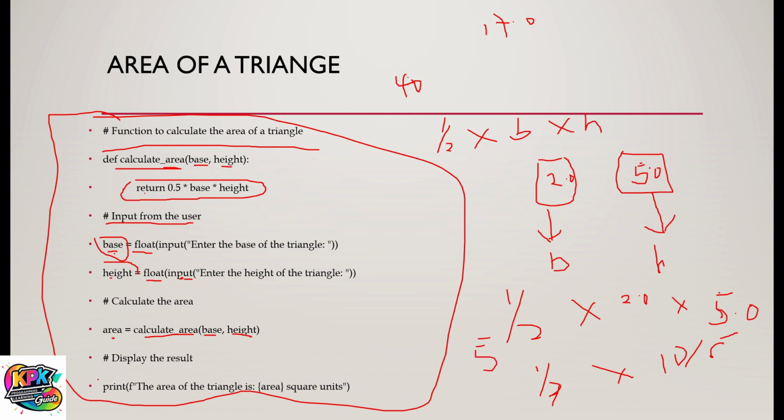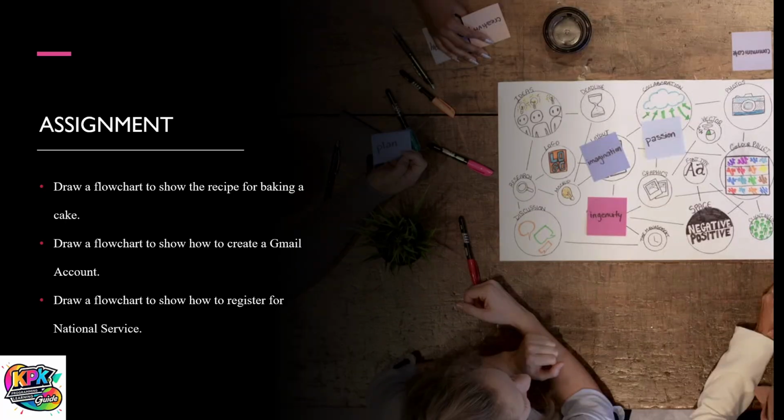This command is telling the computer to print out the area of the triangle we calculated to the outside world, with this text: the area of the triangle is, then the value 5, in square units. So the area of the triangle is 5 square units. That is it for using programming languages to represent algorithms.